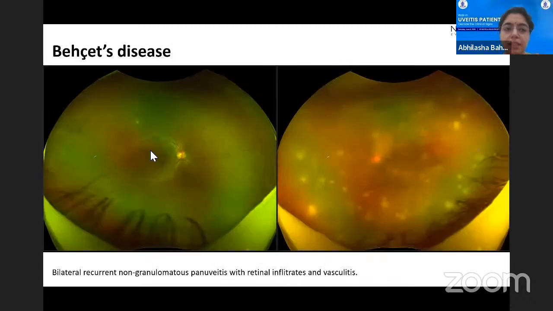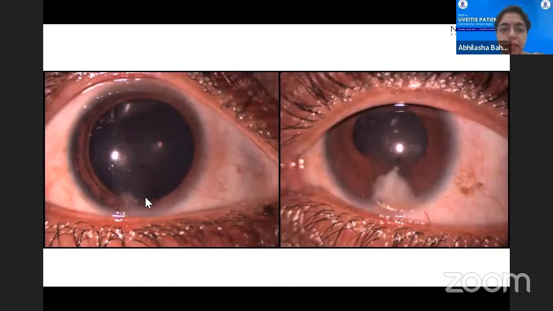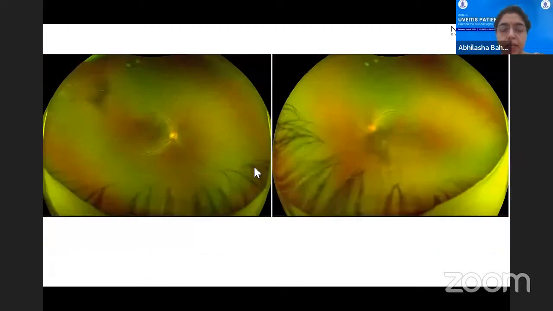Coming to Behçet's disease, this is the most prominent non-infectious cause of retinitis. It is a bilateral recurrent non-granulomatous panuveitis with transient retinal infiltrates and vasculitis. This patient has bilateral retinal infiltrates both in the posterior pole and the periphery. A mobile hypopyon is very characteristic.